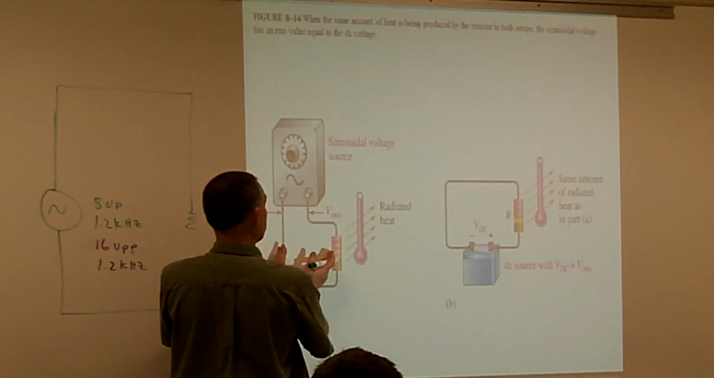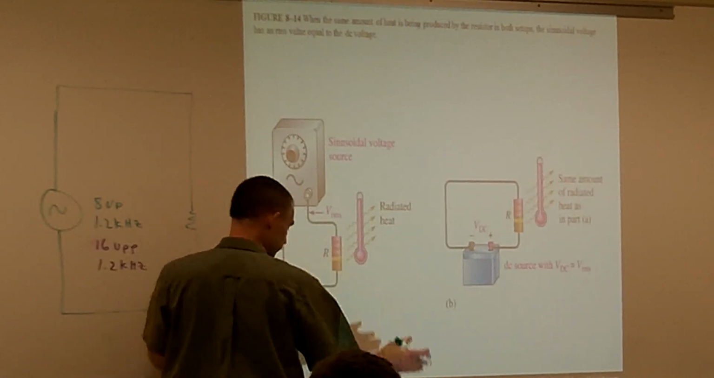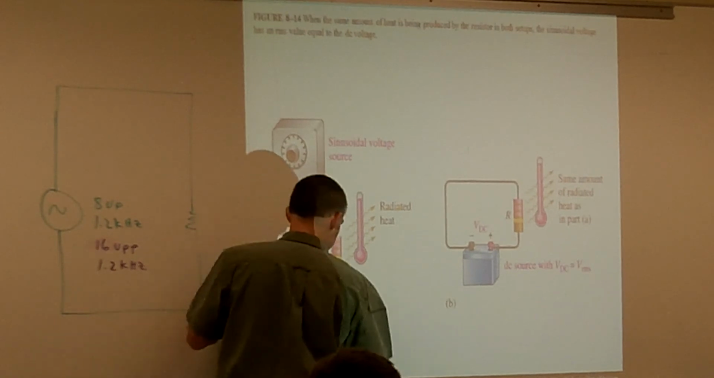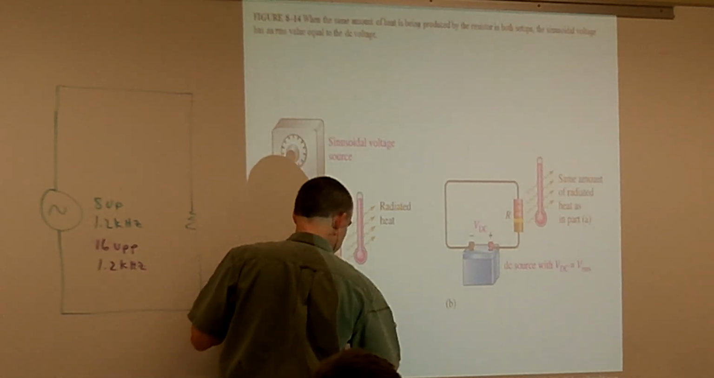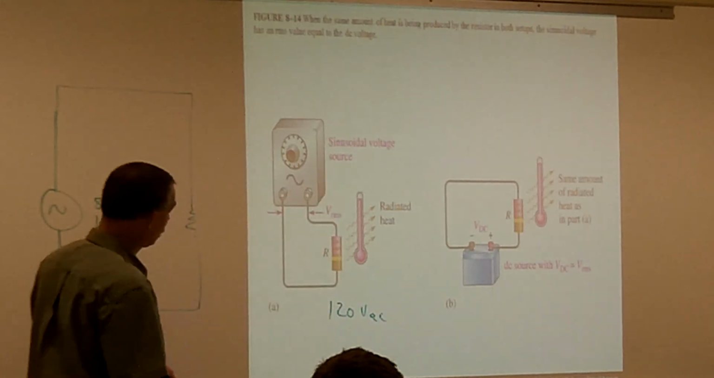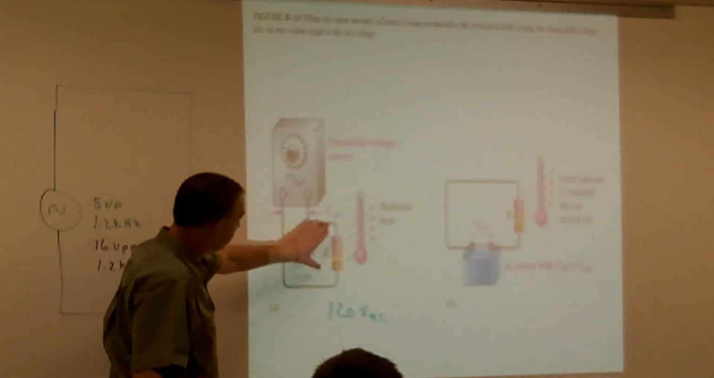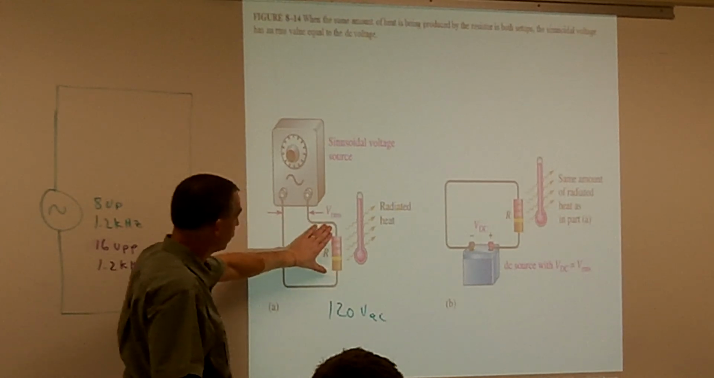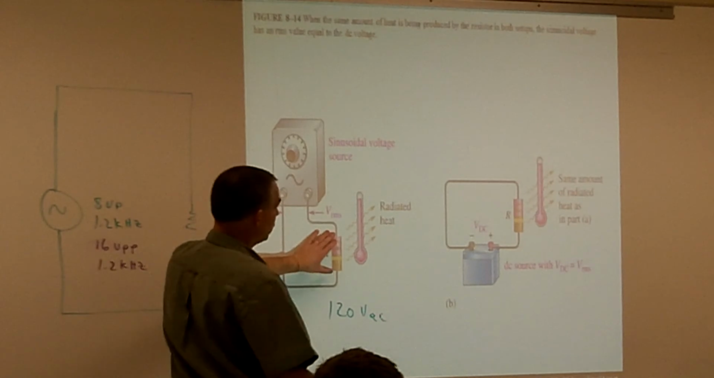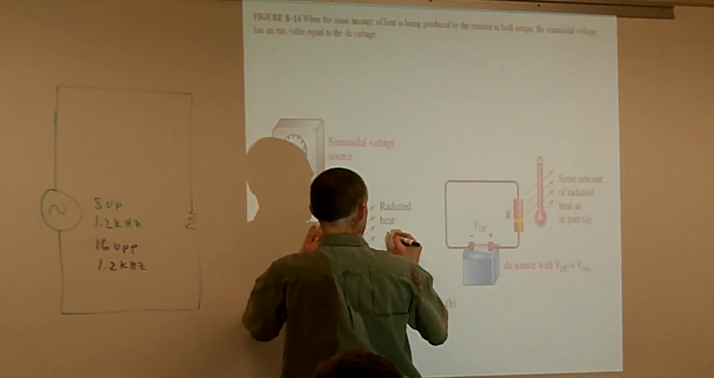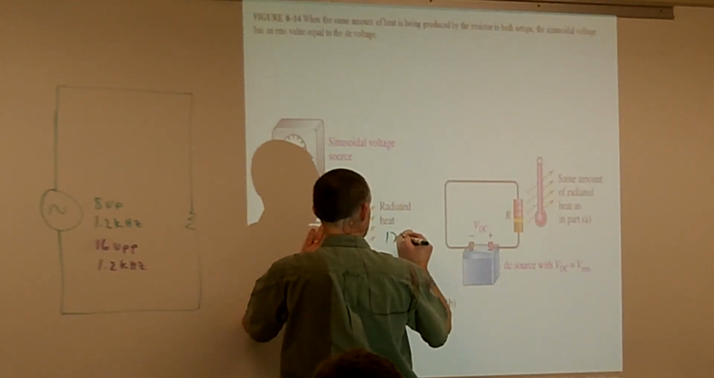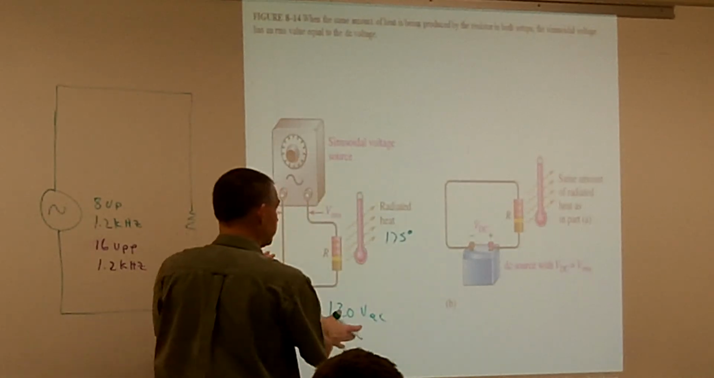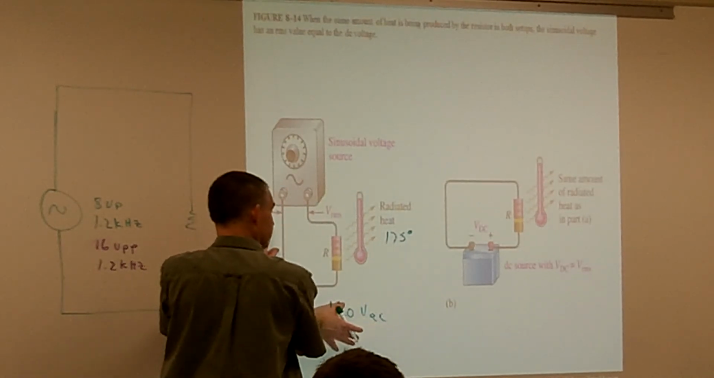If I hook up a function generator or plug a resistor into my wall, I'm going to get 120 volts AC going across that resistor. And that resistor is going to heat up to a certain temperature. Let's say it goes up to 175 degrees when I have 120 volts AC applied to it.